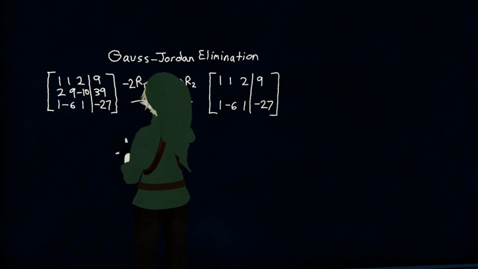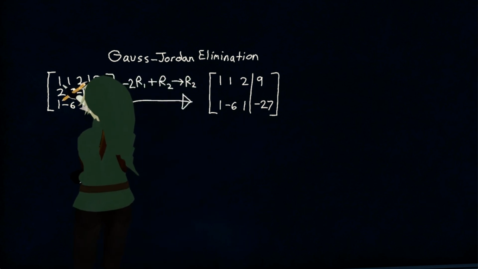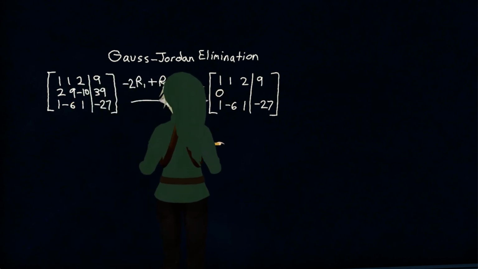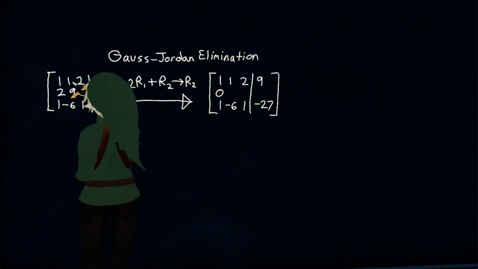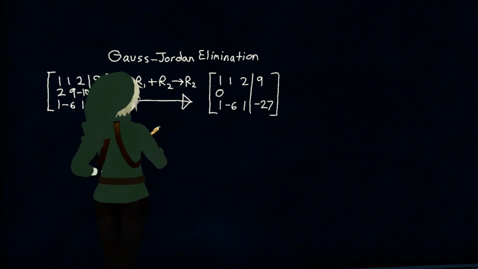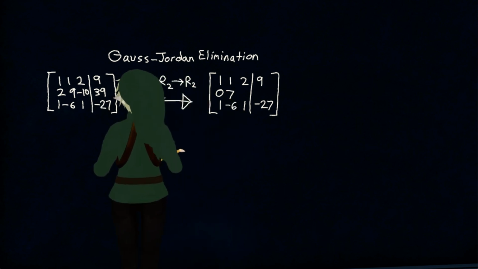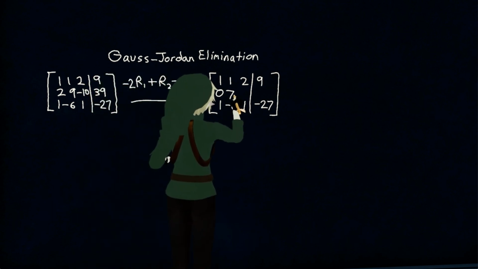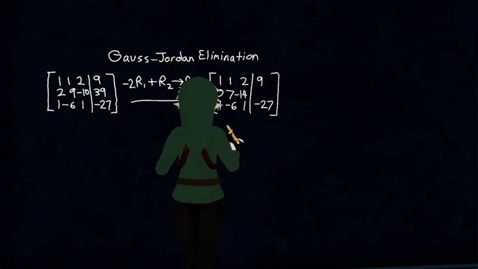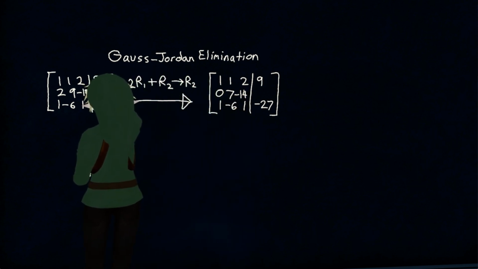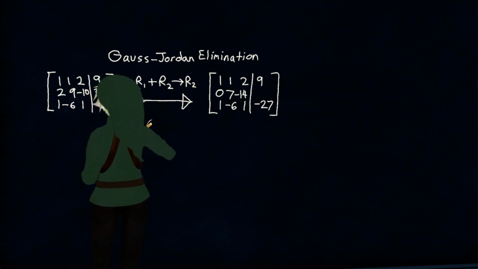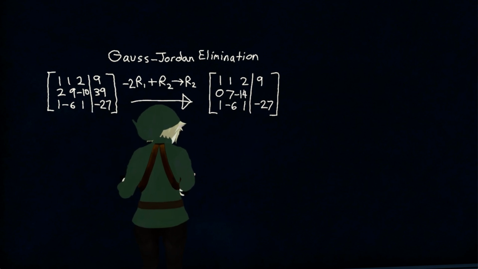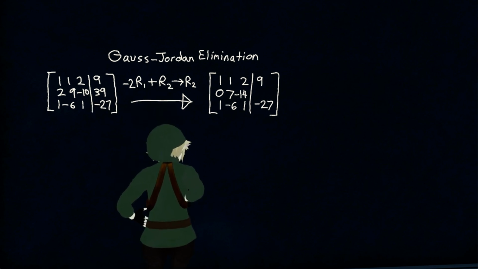So what is this? -2 times 1, that's -2. Add this, we get 0. Then -2 here, that's -2. -2 plus 9, that's 7. Then 2 times -2, that's -4. -4 plus -10 is -14. -2 here is -18. -18 plus 39 will give us 21.